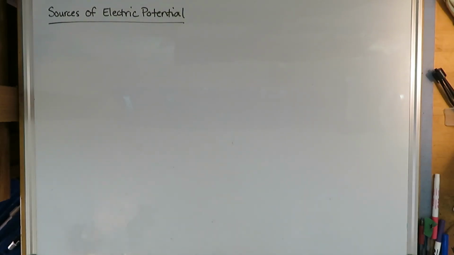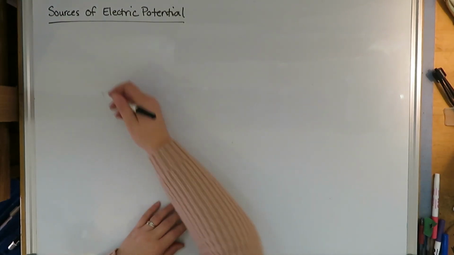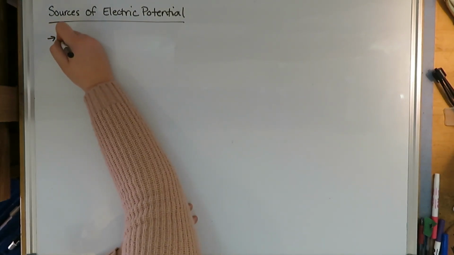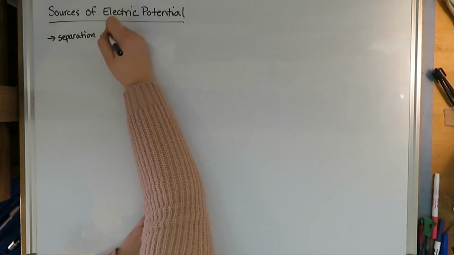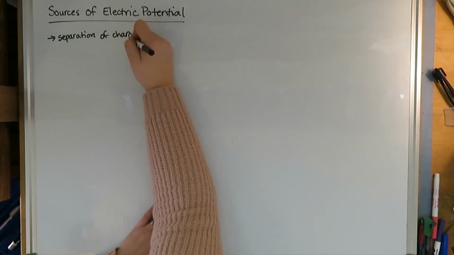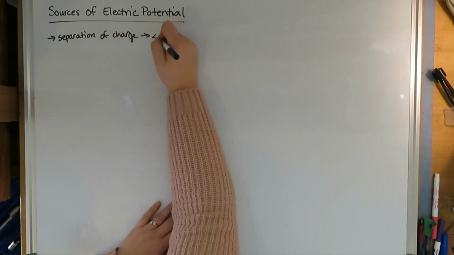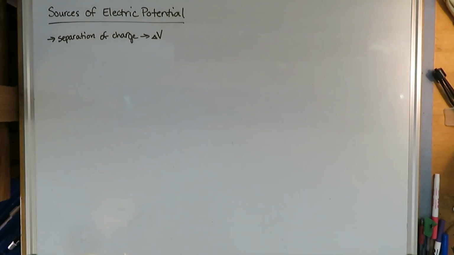So what's common between a Van de Graaff generator, which makes your hair stand on end, and a battery, which powers your devices, is that they create a separation of charge. Anytime you have a separation of charge, it creates a potential difference. So it gives you a delta V. And your sources of potential need to be able to create that separation of charge.